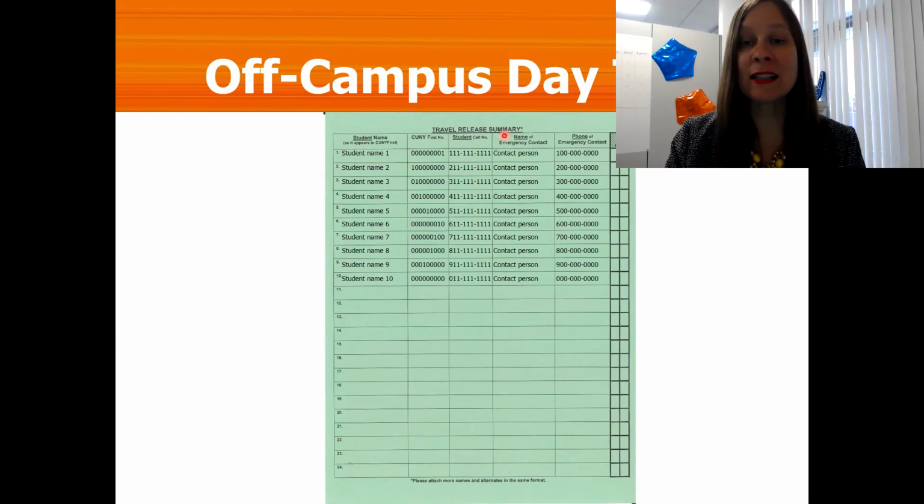Now, the emergency contact person cannot be someone who is attending the trip. It has to be someone who is a contact person for you in case something happens on the trip or we need to contact someone who is not on the trip.